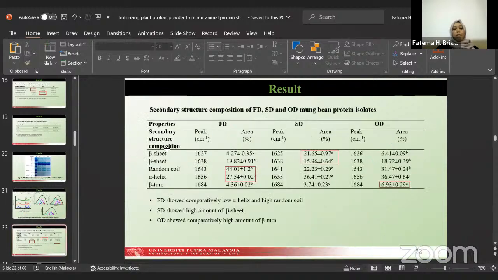So in secondary structural composition, we have beta sheet, random coil, alpha helix, and beta turn. If we have more beta sheet or more beta turn, that means they have undergone some structural changes, they have unfolded, and later on refolded again, because these are complex structural organizations. And if we have more random coil and alpha helix, that means it's much more native, unprocessed protein, and much better compared to beta sheet and beta turn structures. So again, it's proving that this freeze drying sample might be a better candidate for our meat analog structure.